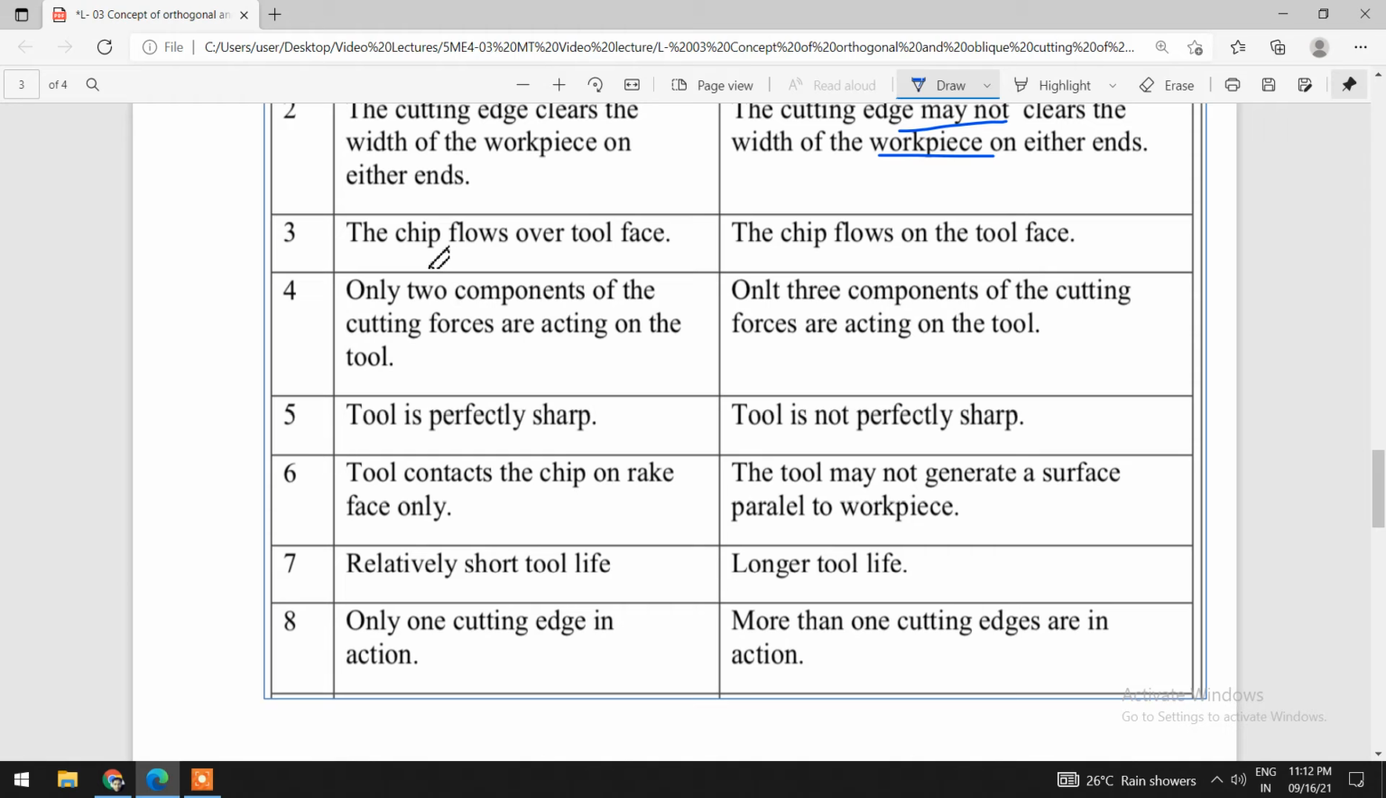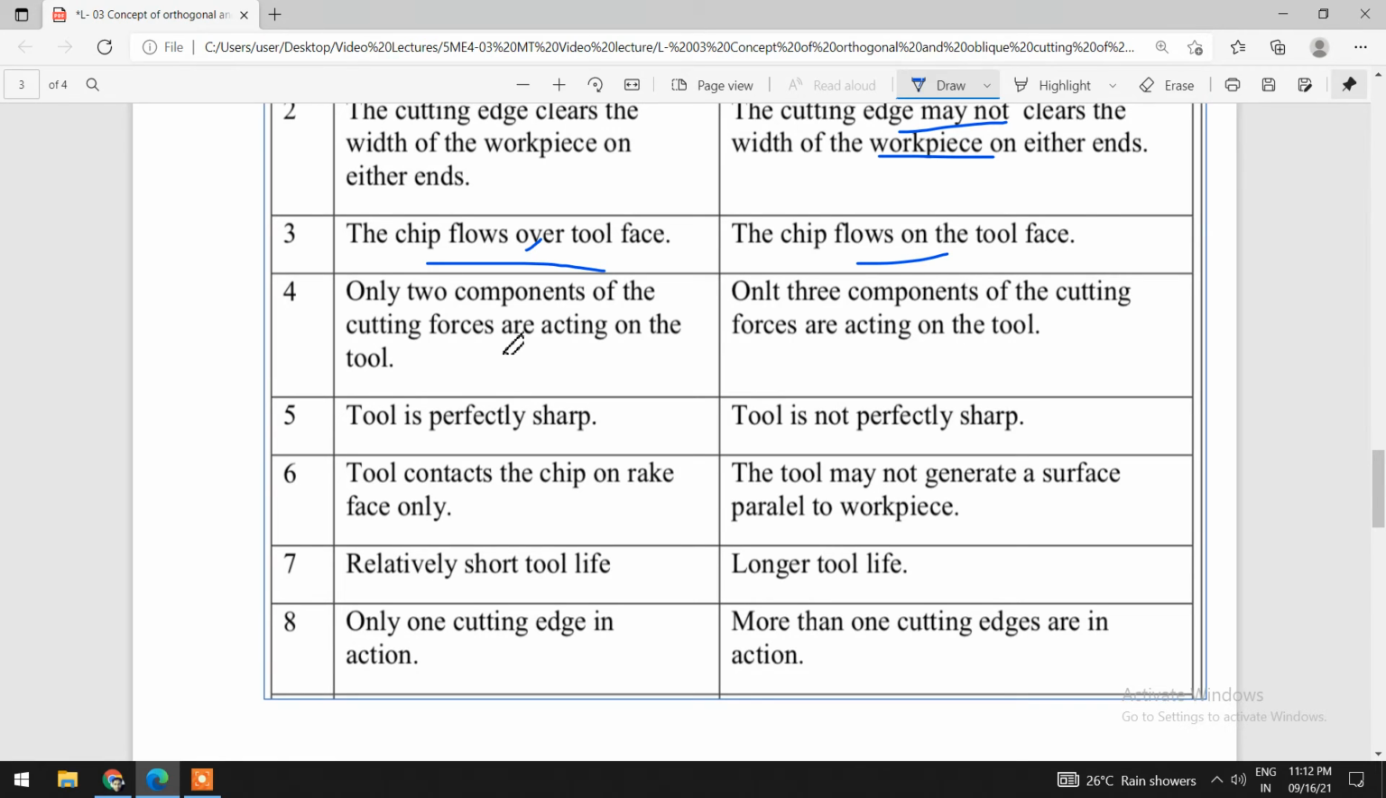Next one is the chip flow over the tool face. The chip will flow over the tool face, tool face के ऊपर से chip flow करेगा. लेकिन in this case, oblique cutting में आपका जो होगा, the chip flow on the tool face, it will be over the tool face, you can observe this, and in this on the tool face.